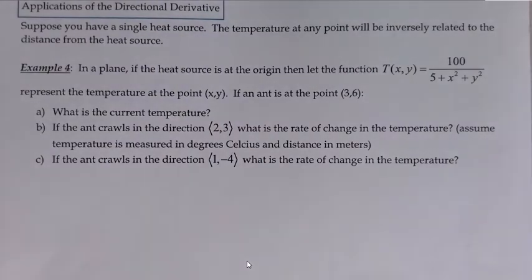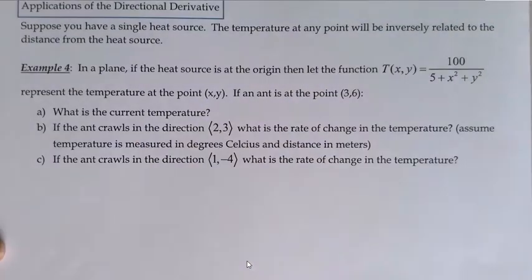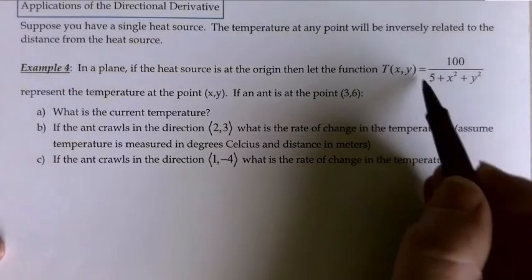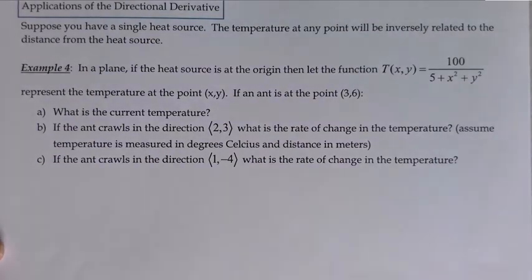The temperature at any point will be inversely related to the distance from the heat source. Makes sense, right? The further away you go, the lower the temperature. So here's our temperature function, 100 over 5 plus x squared plus y squared. Notice that if you're right at (0, 0), that's going to be the largest possible value of T, and the bigger the values of x and y, the smaller the fraction gets, the lower the temperature gets.